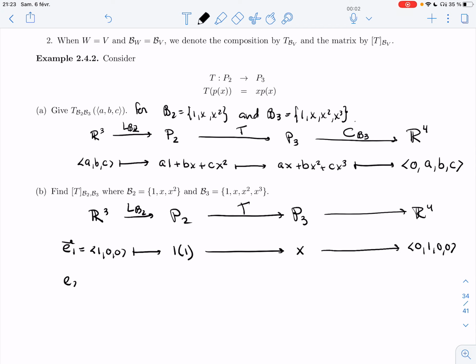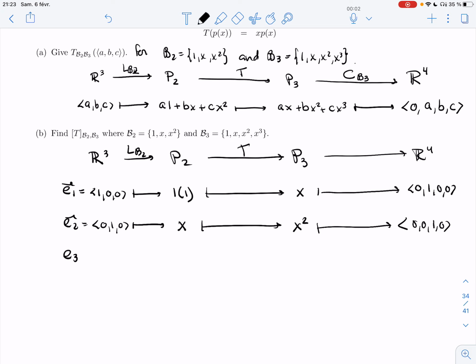All right, let's start with E2. That would be 0 times 1, 1 times x, 0 times x squared, so that's just x. Again, second basis vector. Then you apply the map, which multiplies by x, and then you write it as a linear combination of this. You don't need anything but x squared, so 0, 0, 1, 0.